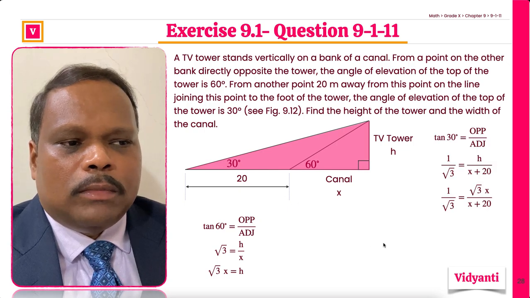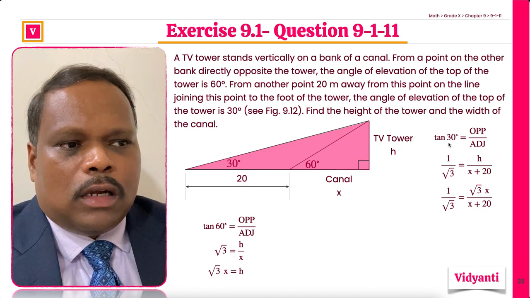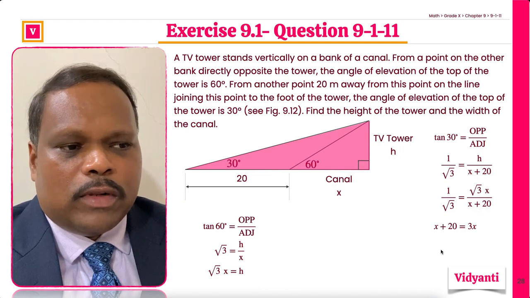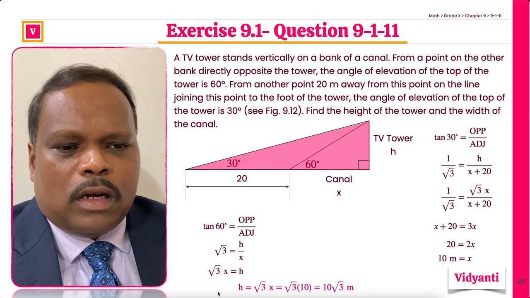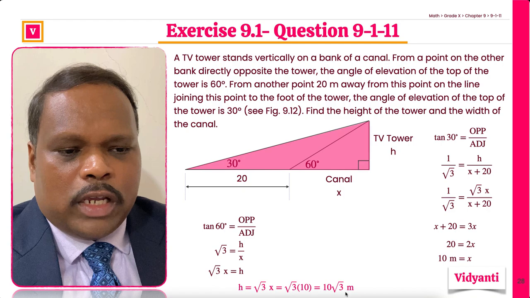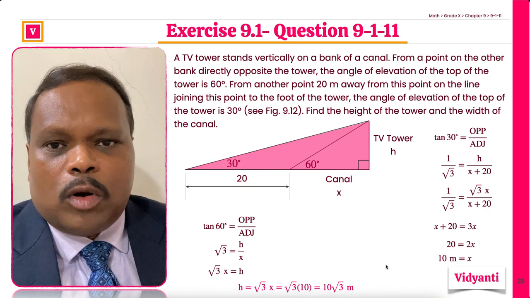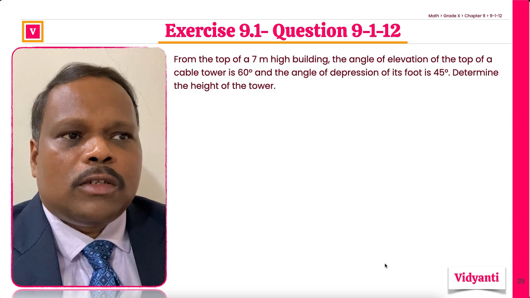So that will become tan 30 is equal to opposite over adjacent. Tan 30 is 1 over root 3. Opposite is still h, but adjacent is x plus 20. So after cross multiplication, we should get the value of x. Remember, x and h both are required. So h is actually root 3x, which is root 3 times 10. That will come out to be 10 root 3 meters. Let's go to the next question.